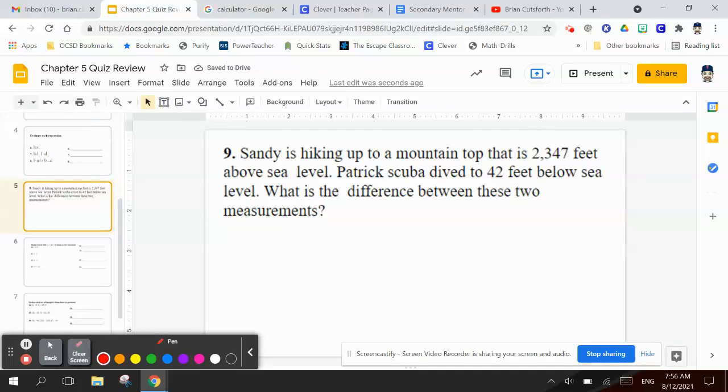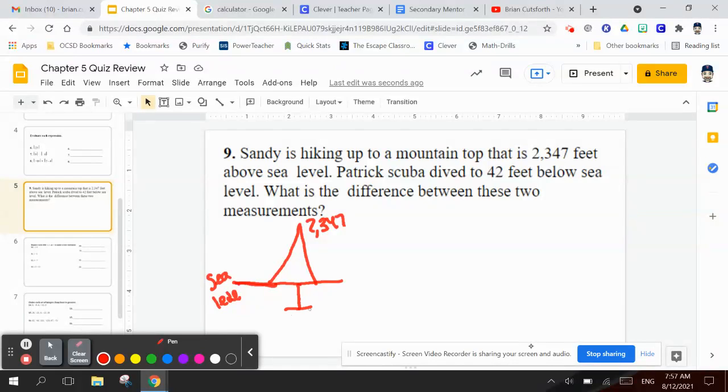Number 9 says Sandy is hiking up a mountaintop that is 2,347 feet above sea level. Patrick has scuba dived to 42 feet below sea level. What is the difference between these two measurements? So here's what we have. Here's sea level. Here's our mountain, at the top is 2,347 feet.